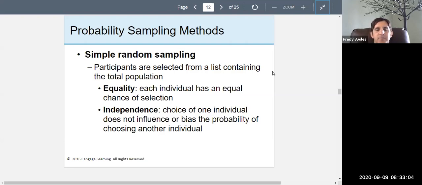And you also need independence. The choice of one individual does not influence or bias the probability of choosing another. So if you select one individual, that person has a 1 in a million chance of being selected. You select a second individual, that person also has a 1 in a million chance, or almost a 1 in a million chance. So you need to know exactly how many participants there are. Each has an equal chance of being selected, and selecting one does not influence the chances of selecting another. That's simple random sampling.